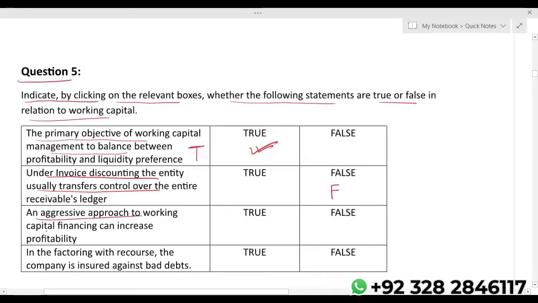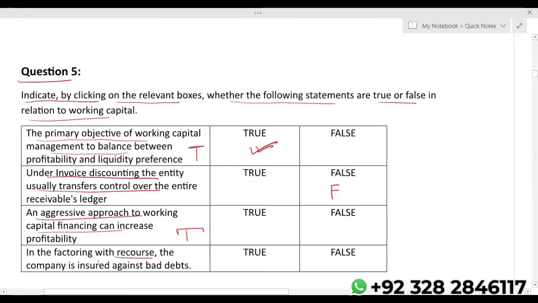An aggressive approach to working capital financing can increase profitability, because an aggressive approach means you will be focusing more on short-term financing, for example, OD. And obviously, OD will be used on an as-and-when-required basis. Normally, there's no need to pay interest throughout the year because you use OD whenever you need it. So there's a possibility that the profitability of the company might increase. So true.